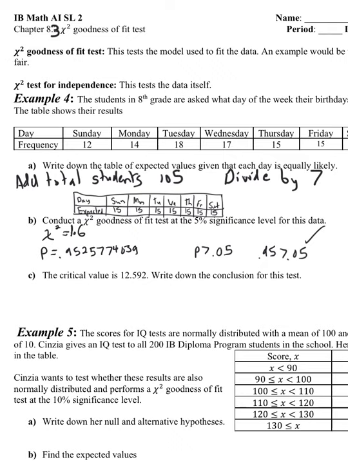The critical value is 12.592, and we want our chi-squared value to be less than the critical value, which it is. So write down the conclusion for the test. Honestly, our conclusion for this problem is going to be that the numbers do line up with the expected probability pretty well.